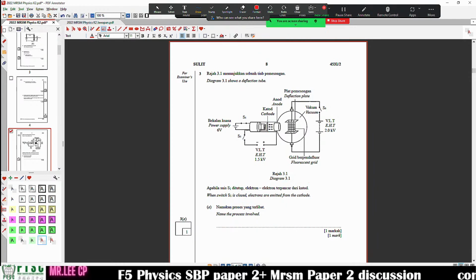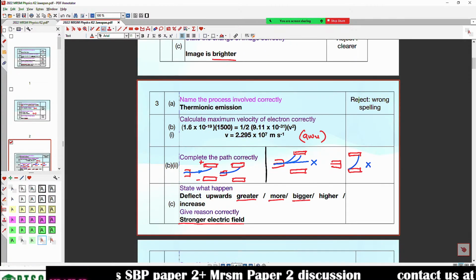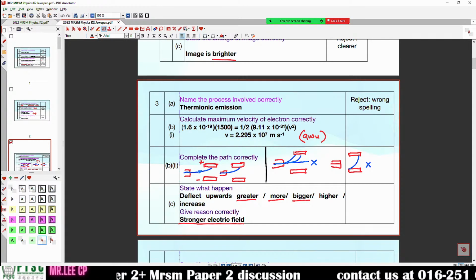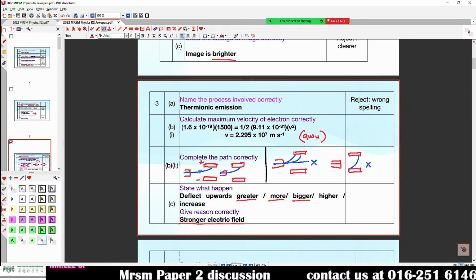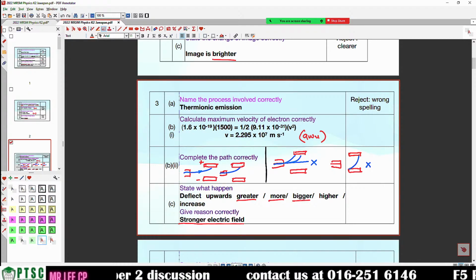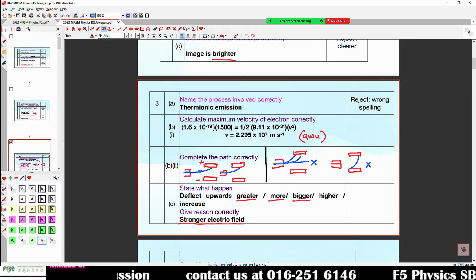Name the process, right? Thermionic emission. So you got thermionic emission. Wrong spelling, salah. Thermionic emission, double S. Check how, say how.